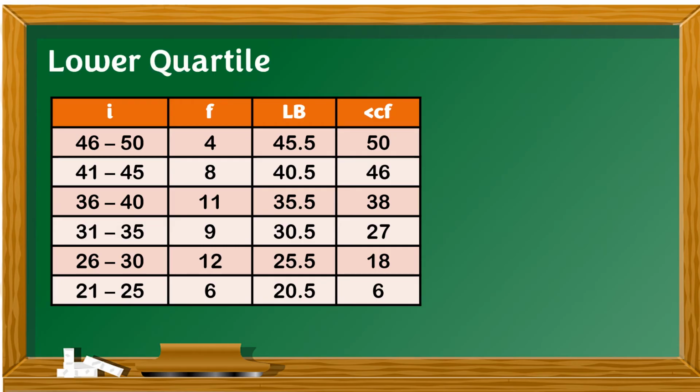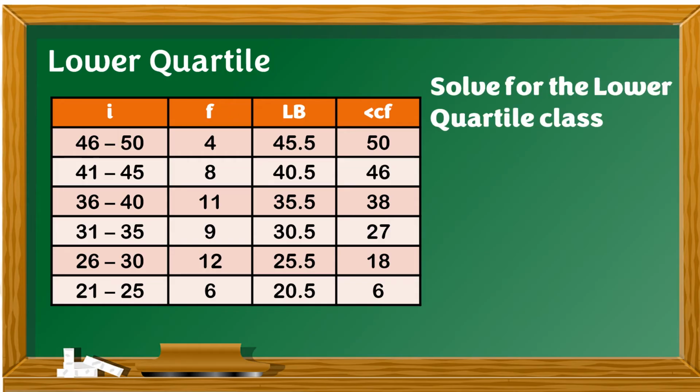Next step is we're going to solve for the lower quartile class. So we have kn all over 4. In the quartile for grouped data, the value of k for the lower quartile is 1, the value of k for the middle quartile is 2, and the value of k for the upper quartile is 3. Since we were asked to determine the lower quartile class, the value of k is 1.